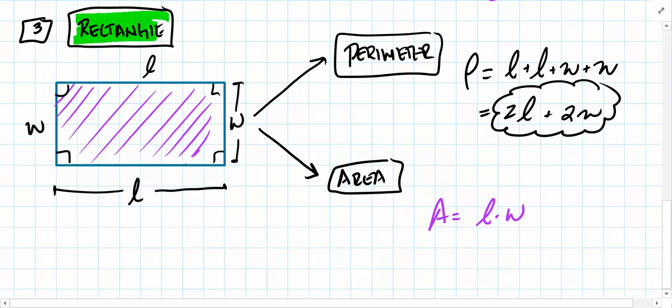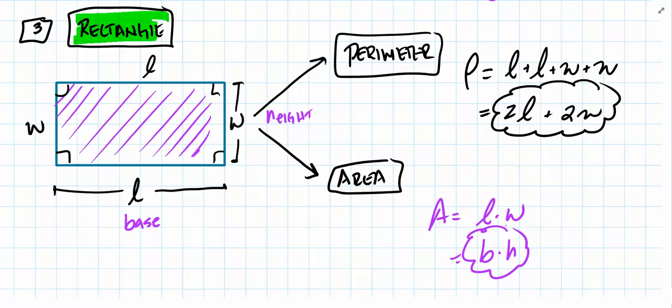The book has you graduating and calling this now a base and this now a height. So you might see it as base times height, and that's what we're going to use too. So area of a rectangle, base times height. Perimeter, just 2L plus 2W.